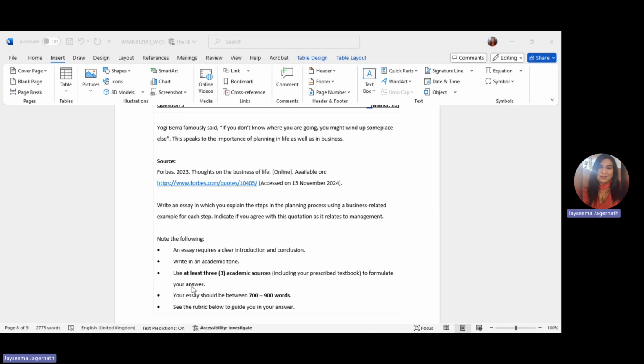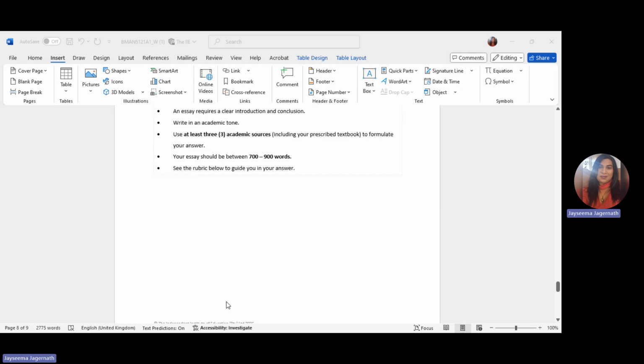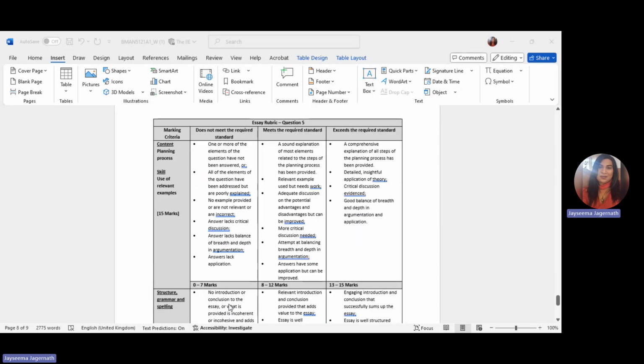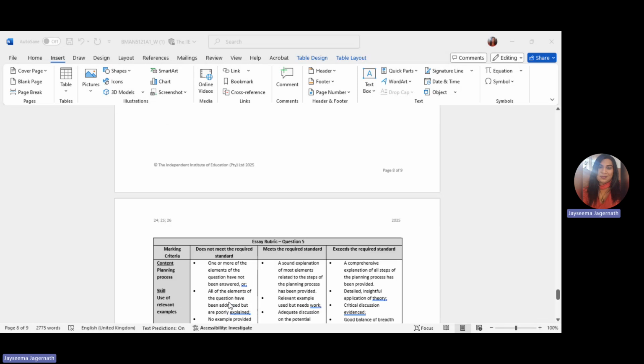Use a few academic sources. They are saying 3, but you would need to use a bit more to adequately answer this. They've given you a word count of 700 to 900 words. Try to keep in between that. Then there is a marking rubric that helps you evaluate your essay so that you are happy with it before you submit your assignment.